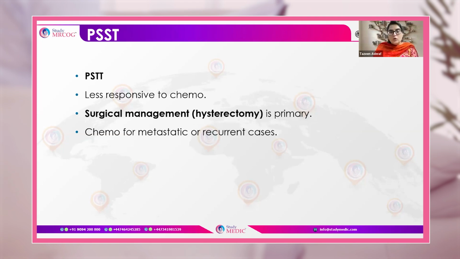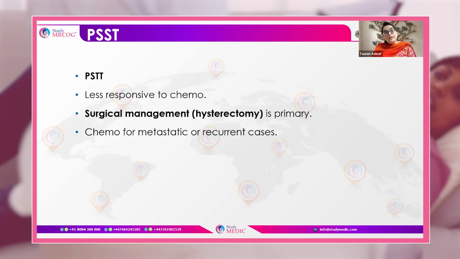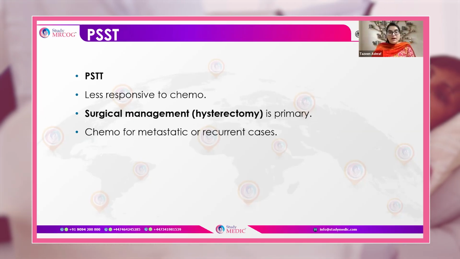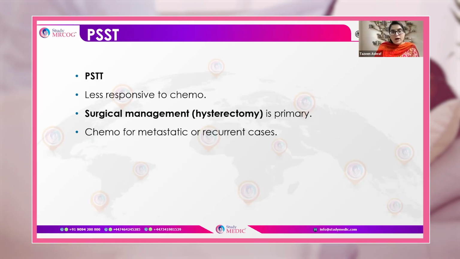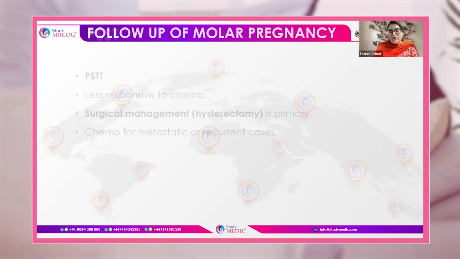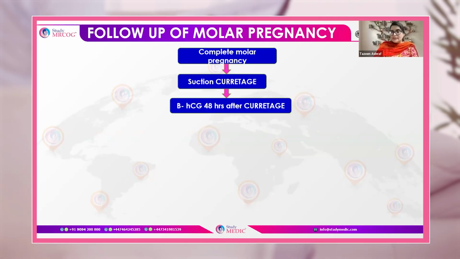Placental site trophoblastic tumor is less responsive to chemotherapy, and surgical management in the form of hysterectomy is the treatment for these patients. So when a patient comes to you with molar pregnancy, suction curettage is the treatment of choice.